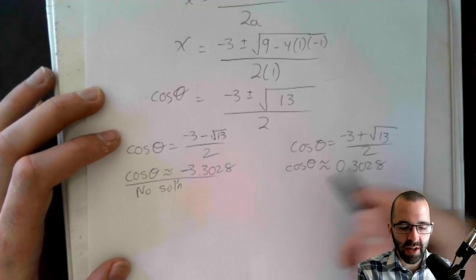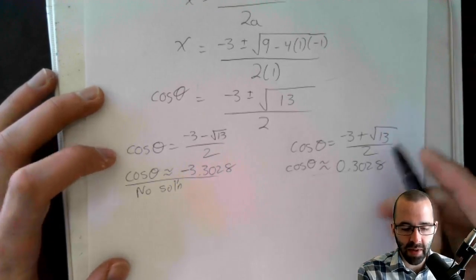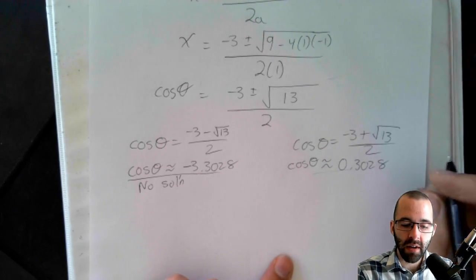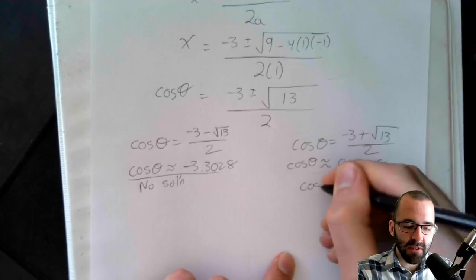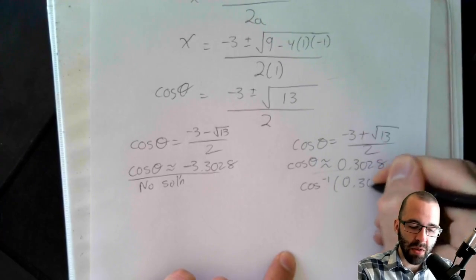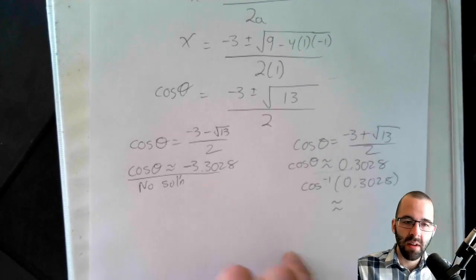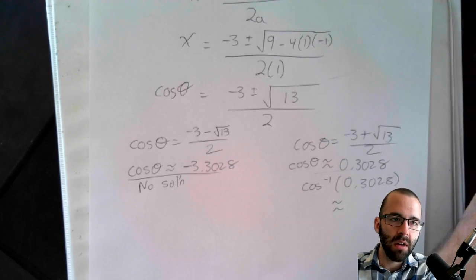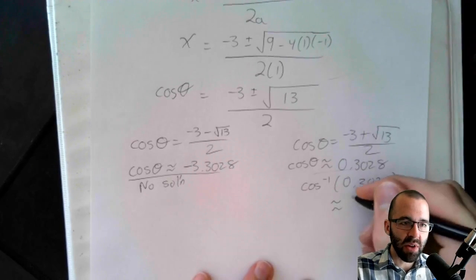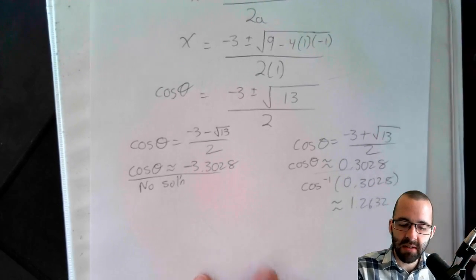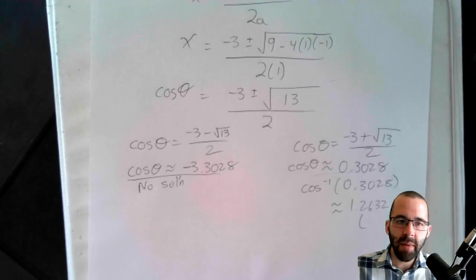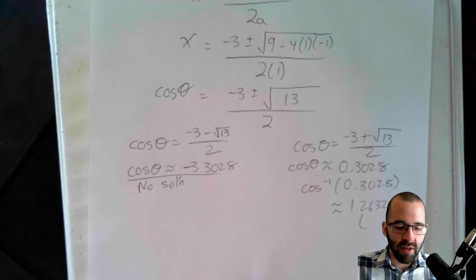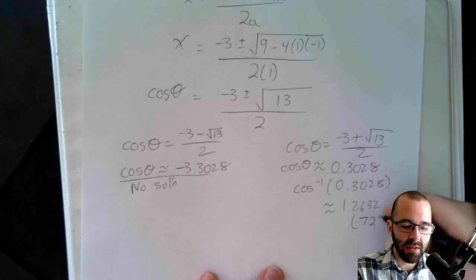So what we have over here, we need to solve this equation. This is just like example 3 now. Again, we're going to need to approximate. So we need to take the inverse cosine of 0.3028, and that's approximately 1.2632 radians. If you want to think about what this is as degrees, you can convert it. It's a good idea to have an idea in your head. This is about 72 degrees.